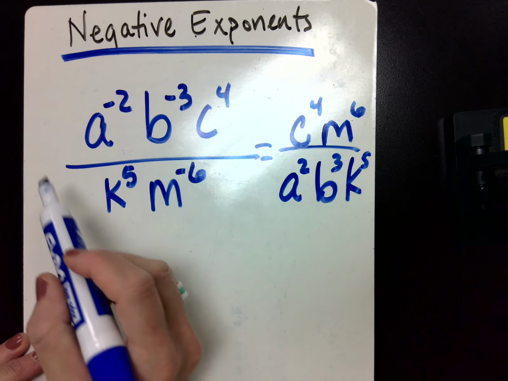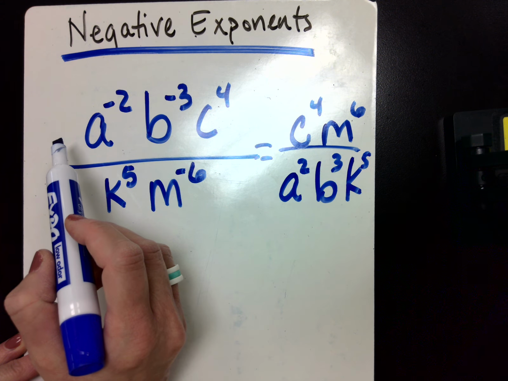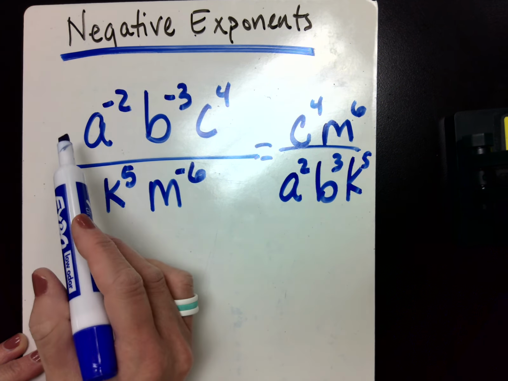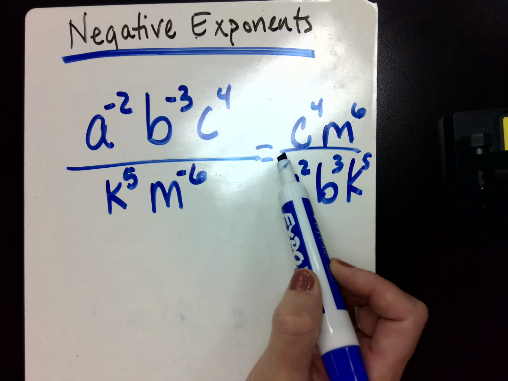Now, of course, if there were any numbers in the front here that you would have to solve, if I had like a 14 up here and a 7, I would actually do that math. 14 divided by 7 is 2, and that would be a numerator over here.